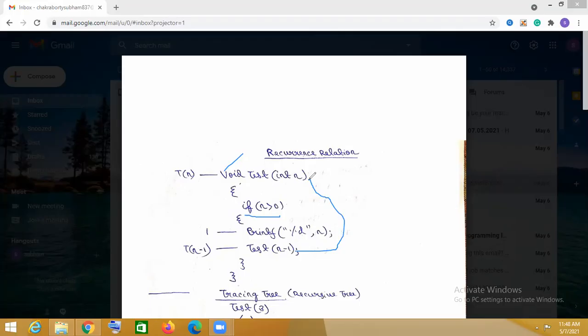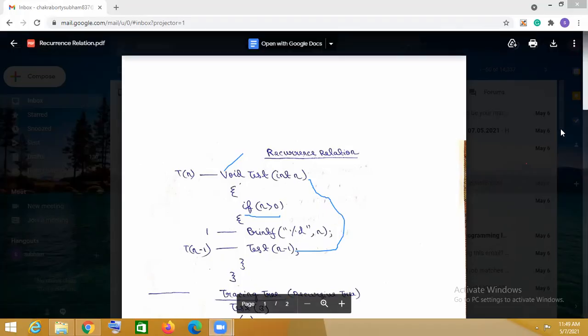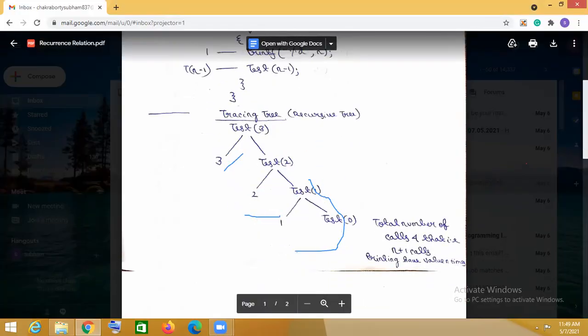Now, in case of a recurrence relation, we can solve it in two ways: either by solving the recurrence relation, or with a tracing tree. First we will see how this can be solved using the tracing tree, and then we can solve it with the recurrence relation problem-solving scheme.